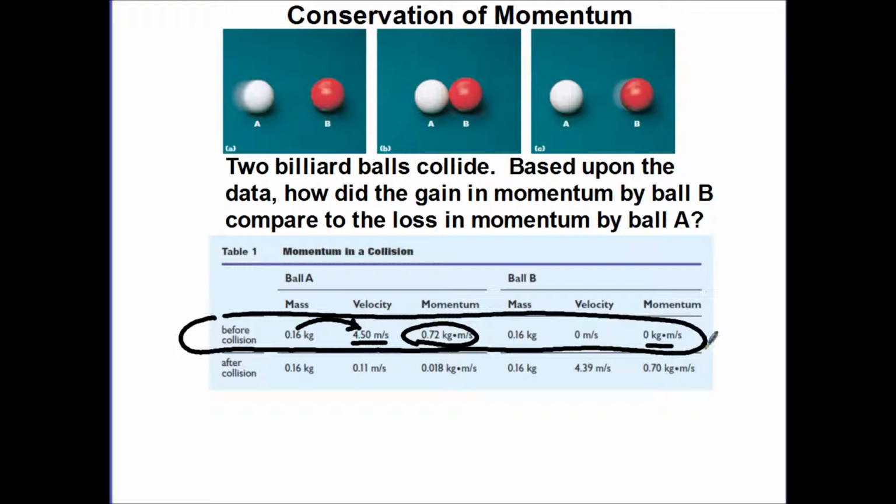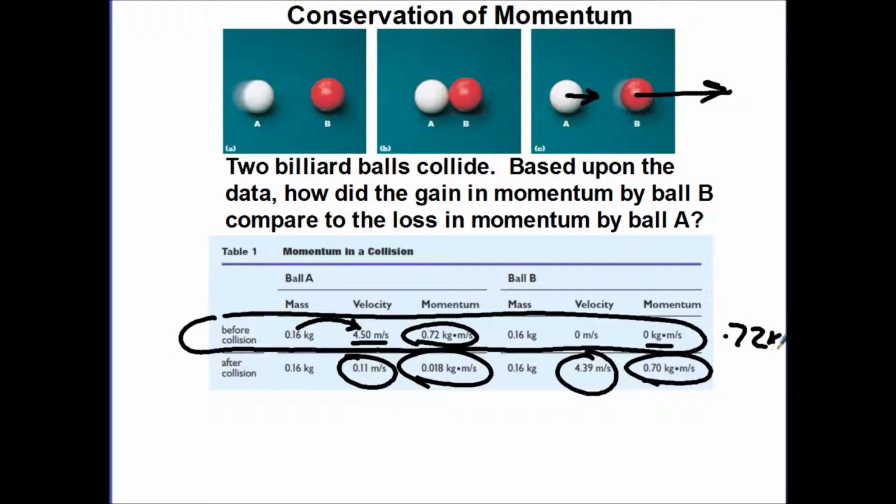Well, after the collision, we see that ball A is continuing to move at 0.1 meters per second, so it's got a little bit of velocity up here. Ball B is certainly moving a lot faster, 4.39 meters per second. But overall, if I add those things together, I started with 0.72 kilogram meters per second of momentum, and afterwards I've got about 0.72 kilogram meters per second of momentum. Amazing stuff. The total momentum stays the same during this collision.